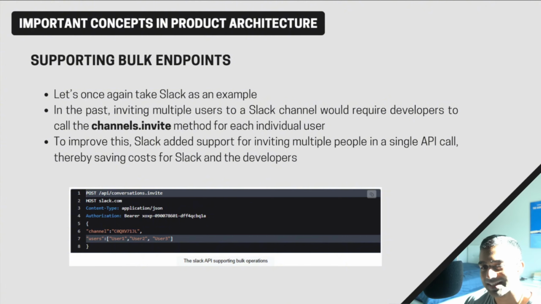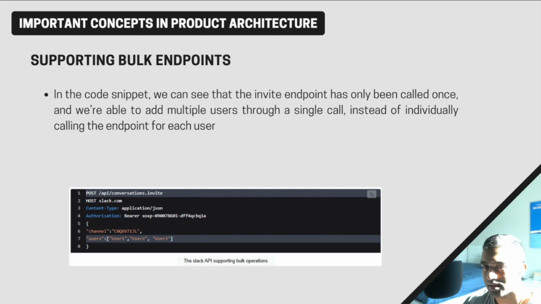So as you can see in this example, we have an array of users. This saves us our HTTP round trip time. In the code snippet, we can see that the invite endpoint has only been called once, and we're able to add multiple users through a single call instead of individually calling the endpoint for each user.